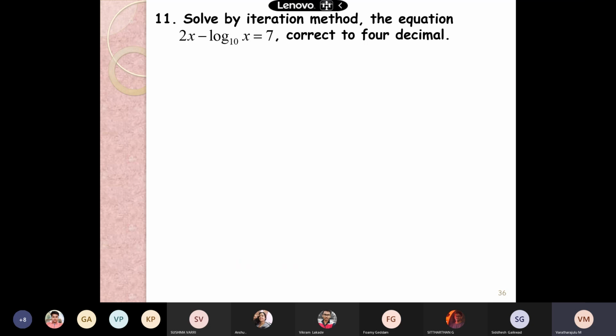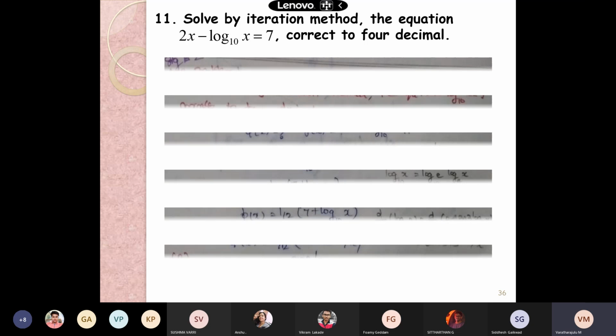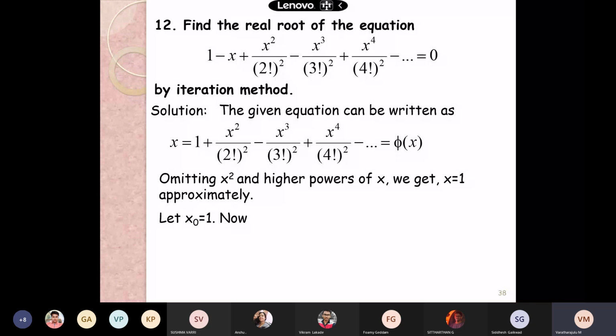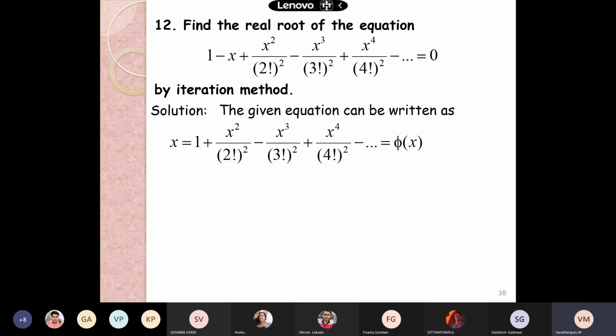The differentiation of log x, log base 10 x, we discussed in the last class. In continuation, please make a note of this particular problem, problem number 12. Find the real root of the equation 1 minus x plus (x square by 2 factorial) whole power 2 minus (x cube by 3 factorial) power 2 plus (x power 4 divided by 4 factorial) power 2 is equal to 0 by the iteration method.